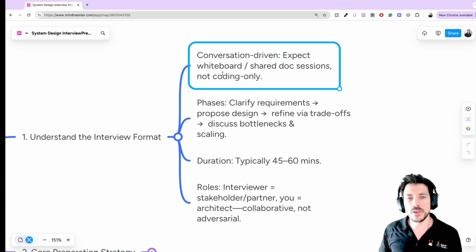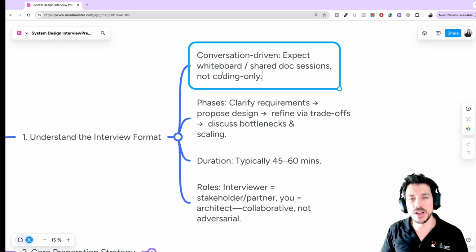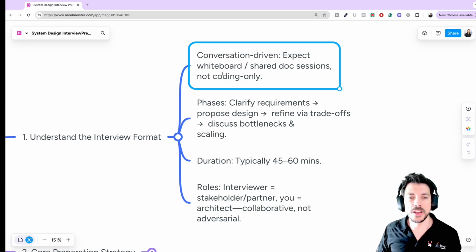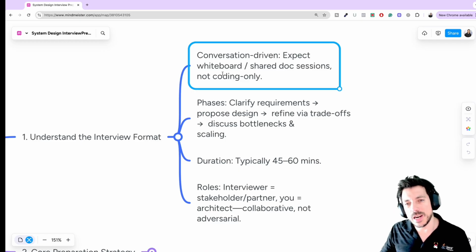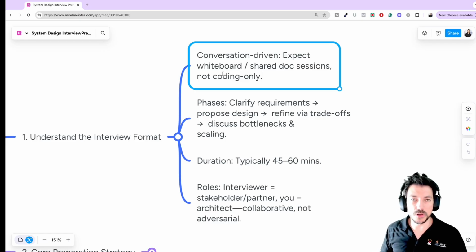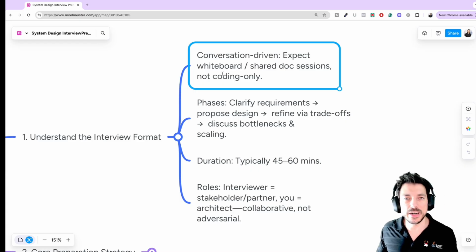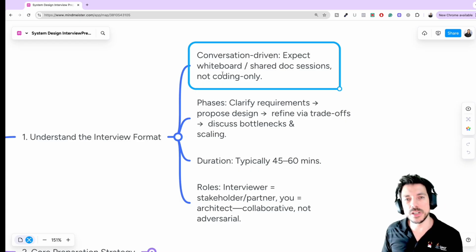So the first thing, it's a conversation-driven interview, but also you're going to probably use a whiteboard tool where you can put your design. And there will be the phase where you have to clarify the requirements, you need to propose a design, and you need to talk about trade-offs, because in everything software, if you choose one technology over the other, there is a trade-off, and the interviewer will analyze that on you.